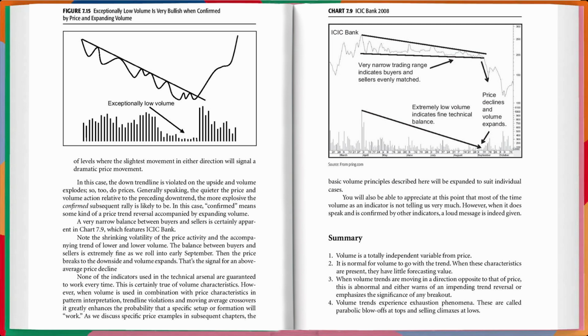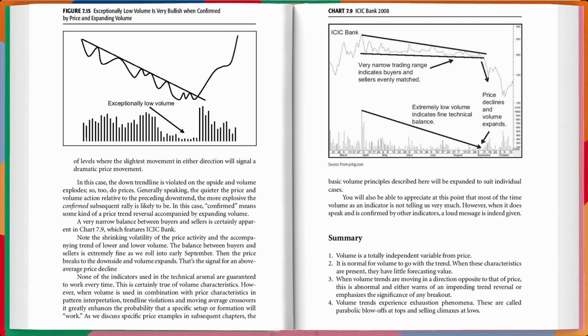So too do prices. Generally speaking, the quieter the price and volume action relative to the preceding downtrend, the more explosive the confirmed subsequent rally is likely to be. In this case, confirmed means some kind of a price trend reversal accompanied by expanding volume. A very narrow balance between buyers and sellers is certainly apparent in Chart 7.9, which features Isaac Bank. Note the shrinking volatility of the price activity and the accompanying trend of lower and lower volume.